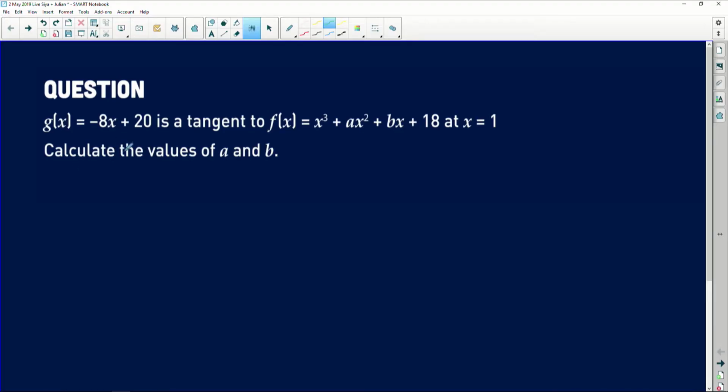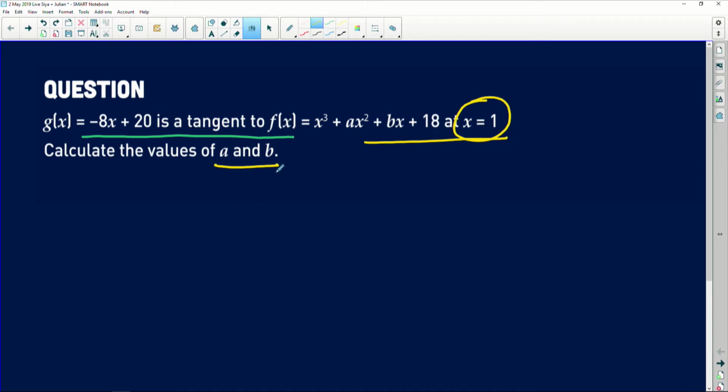Okay guys, hope you got that question. We got it down over here for you so that you can have a look at it at home. This is what the question has to ask. It starts off saying that g of x is equal to negative 8x plus 20, and this is a tangent to f of x, which is equal to x cubed plus ax squared plus bx plus 18. Now, that is at x is equal to 1. And they want us to calculate the values of a and b.